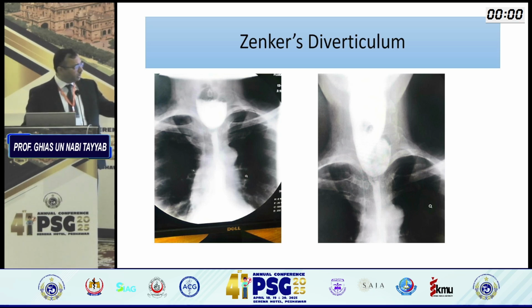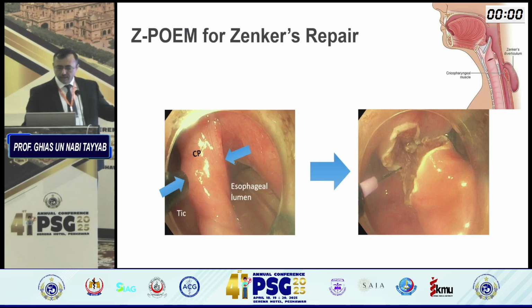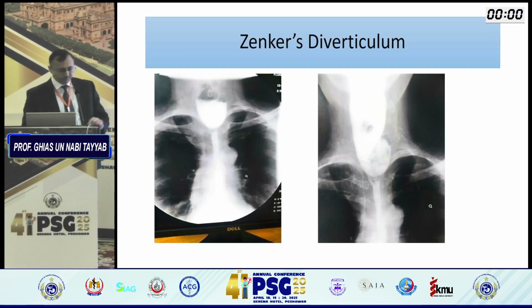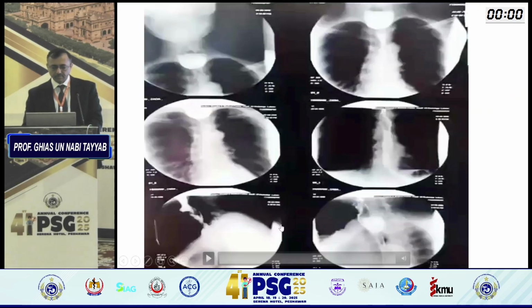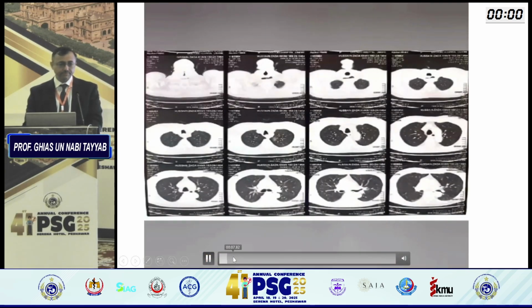Z-POEM, this is the case that we did recently, a deep diverticulum, roughly about 4 centimeters, as evident on this esophagogram. We cut this muscle, but the target is this muscle. And if you look at this video, this is a small video. Starting with the esophagogram and then CT scan.